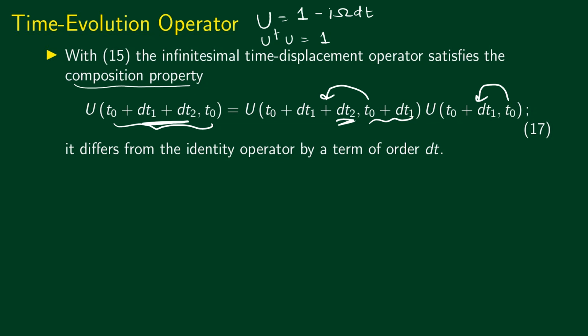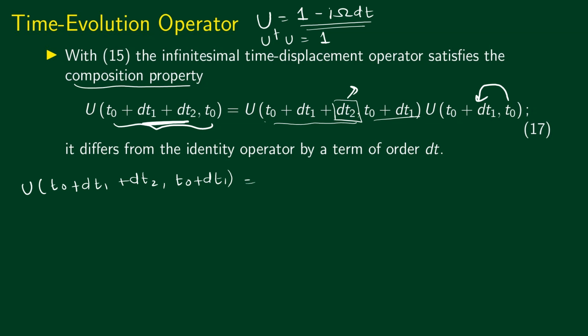So let's start with the right hand side. On the right hand side, we have U of t0 plus dt1 plus dt2, comma t0 plus dt1. So this is the initial time in this operator, and this is the final time, and they differ only by a small quantity dt2. So the difference between the initial time and the final time is dt2. So this is an operator that corresponds to an infinitesimal time evolution by an amount dt2, and we know how to write it. We just use this form. This is an infinitesimal time evolution by an amount dt2, so this is written as 1 minus i omega dt2.